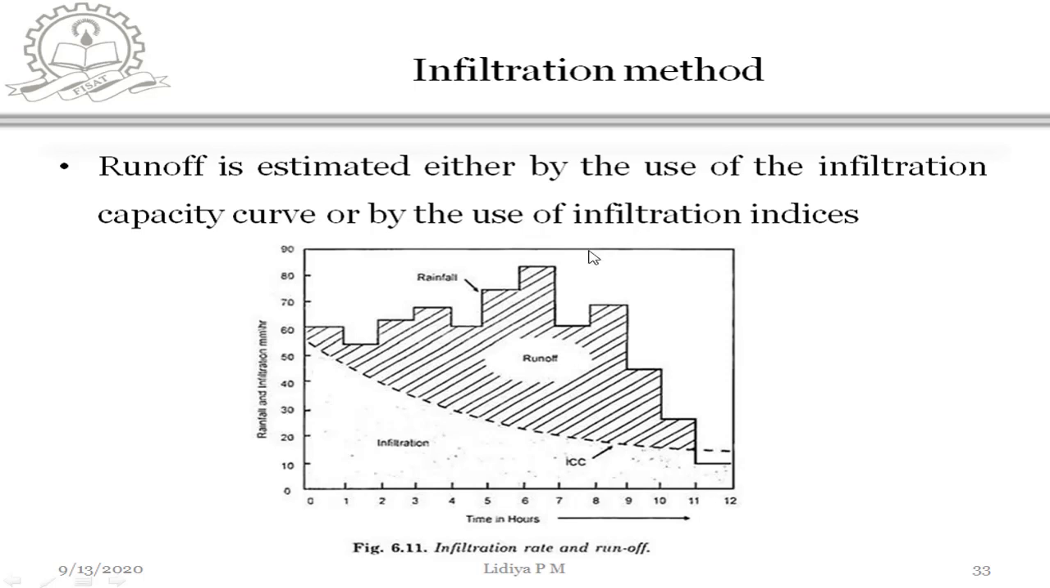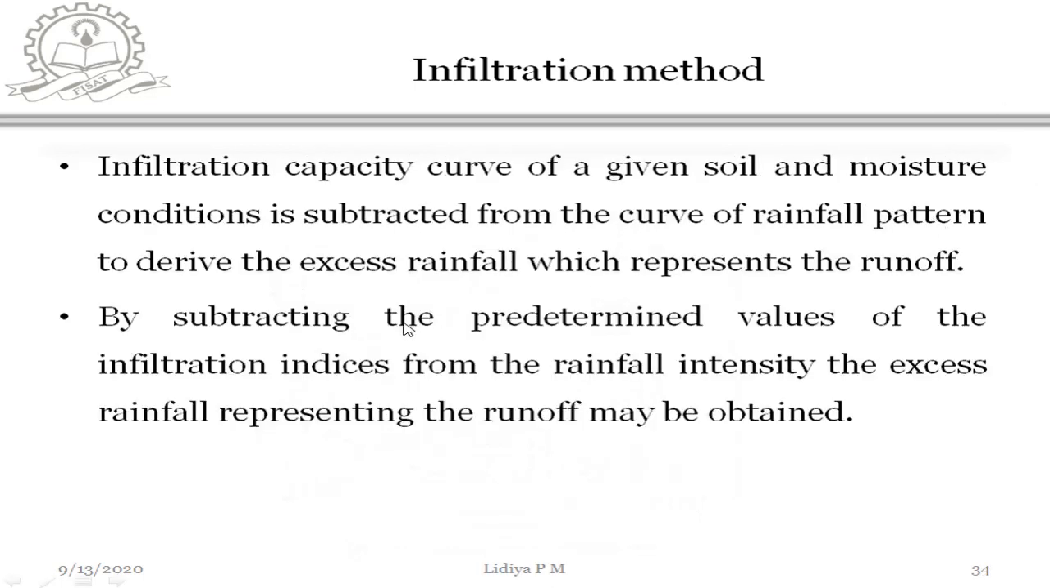And next, coming to the infiltration indices, these values we have to determine first. Once the values of infiltration indices are obtained, by subtracting these values from the rainfall intensity, we will obtain the runoff. I'll explain what infiltration indices are in the coming slides. So the first step is to calculate the values of infiltration indices. Once that value is obtained, you can simply deduct that from the rainfall intensity to get the runoff.